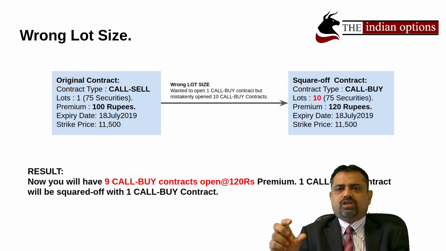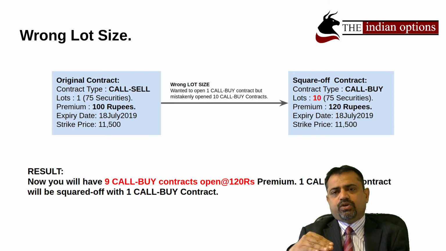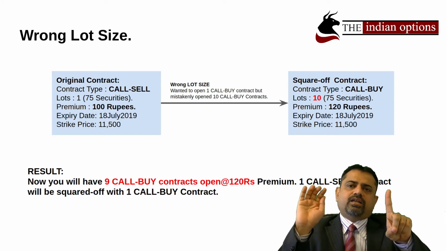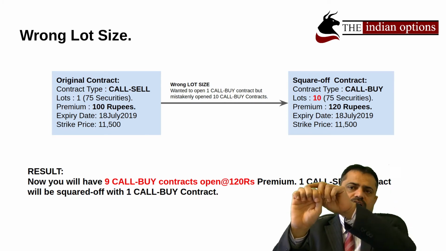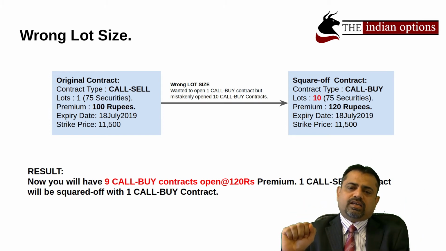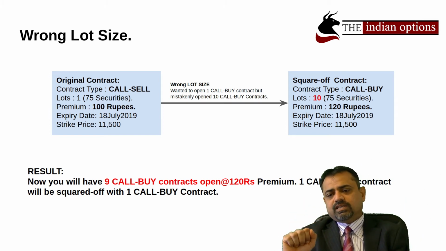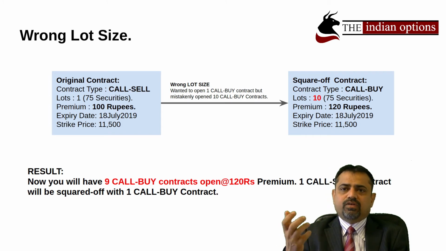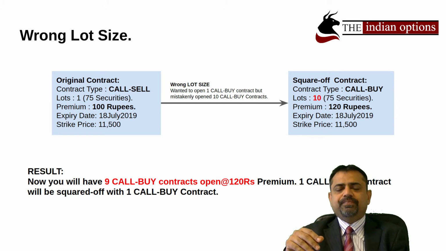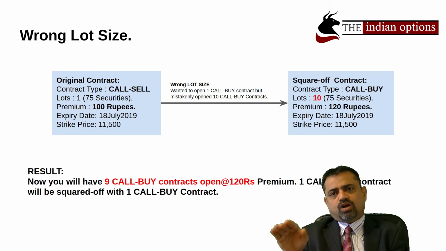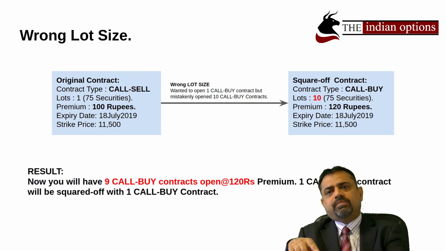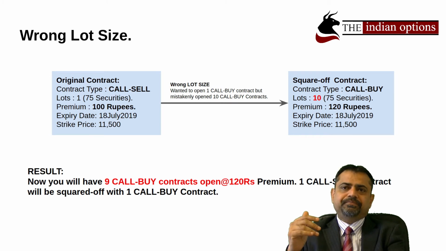Now in that situation, what will happen is that you had one call sell and you had 10 call buy. One will get cancelled, and now you will end up with 9 call buy contracts at 120 rupees as a premium. So now you will have to again square off these 9 contracts if you have to. Okay, so the wrong lot size will cancel whatever it can, and whatever is remaining will be kept in your demat account. There's nothing you can do.